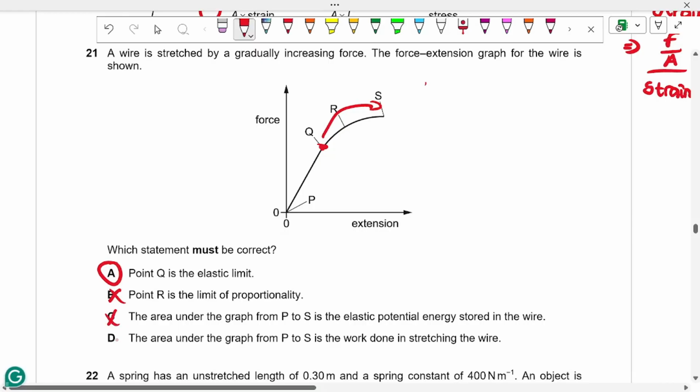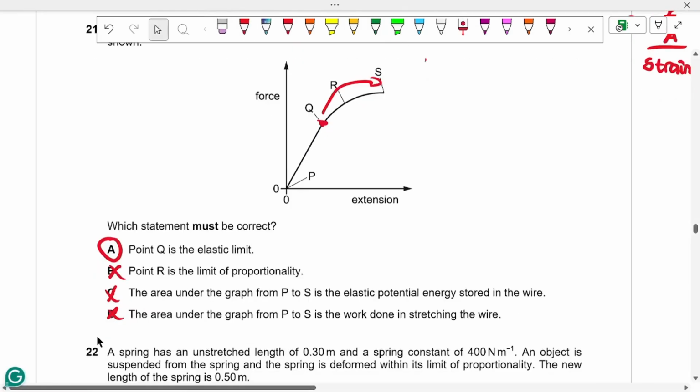Even D, from Q to S, I'm not stretching the wire, I'm now damaging the wire. So I can't say it's the work done in stretching the wire, it's now the work done in damaging the wire as well, right? So these are two different areas. A and B are two different areas. They don't mean the same thing. That's why D will also be wrong as well.